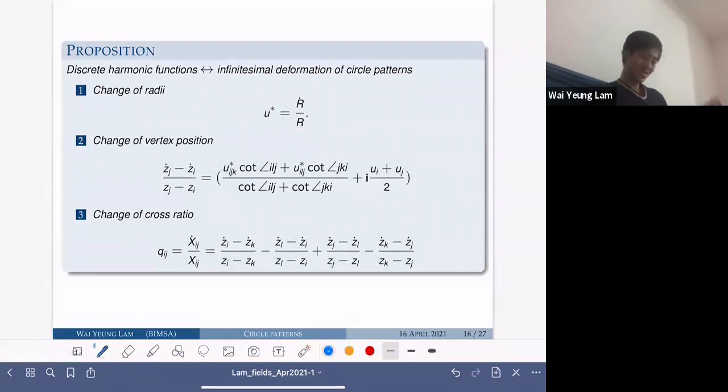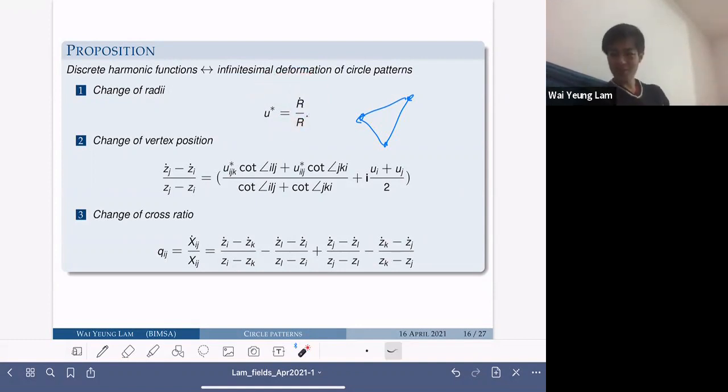So for me, these are my vertices, and the radius function lives on the faces. This u star also lives on the faces, so they are compatible. It turns out that if you have a deformation of your circle pattern, then the change of radius divided by the original radius is the conjugate harmonic function.